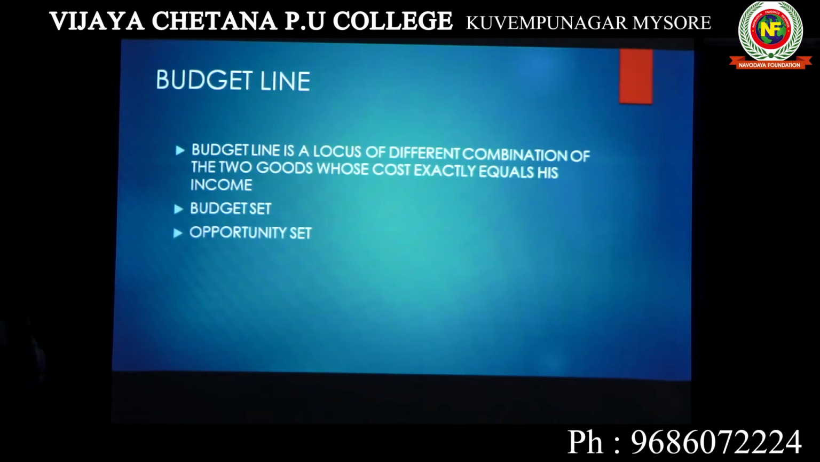Here we have to imagine that a consumer is going to purchase two goods in different combinations. The combination of two goods whose cost is exactly equal to the consumer's income. So the consumer is going to get things equal to his income. He can't purchase more than his income. As you all know, we have to purchase goods and services according to the income we have in our pocket. Two other concepts are there, budget set and opportunity set. This can be understood by a diagram.